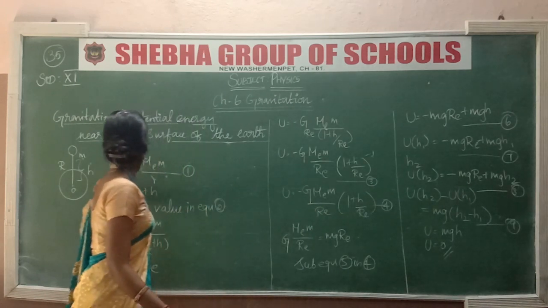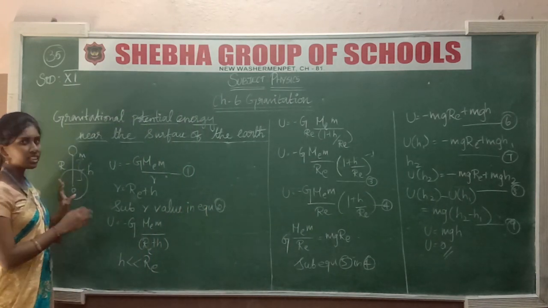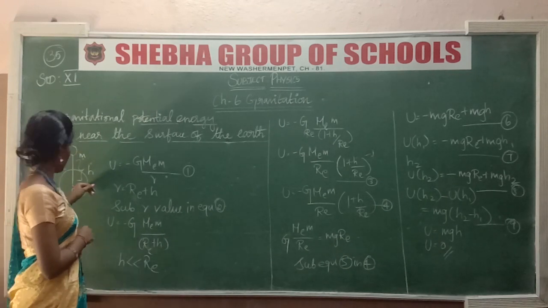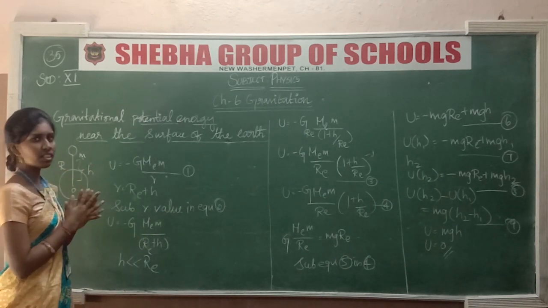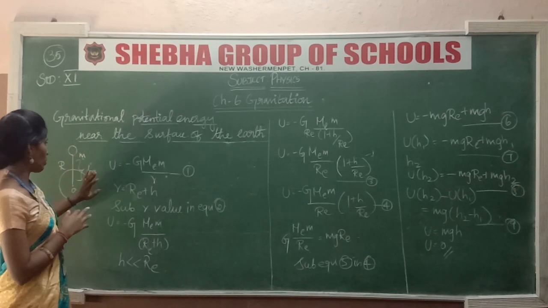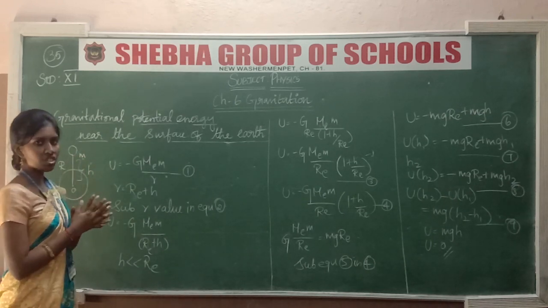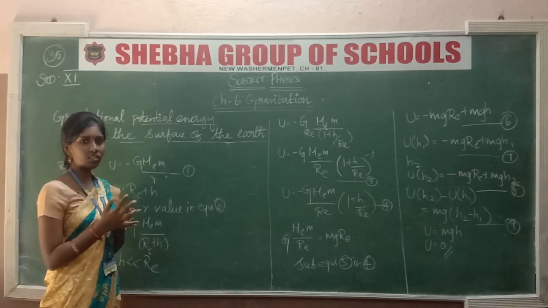Here we take one of the particles, the earth particle, with the center point O. Some distance in between, the mass is calculated for one object. It is measured as the height and the radius. So we calculate this derivation using the height and the radius.